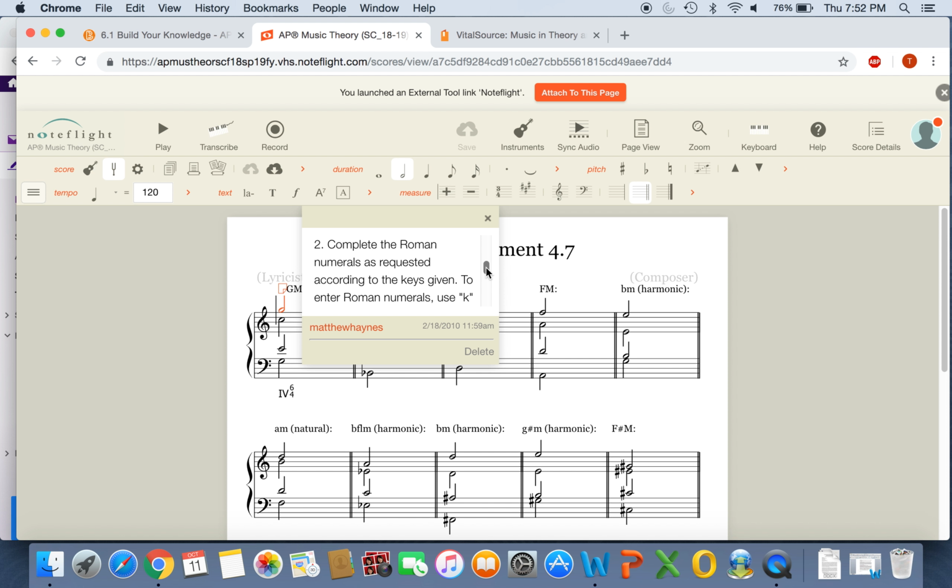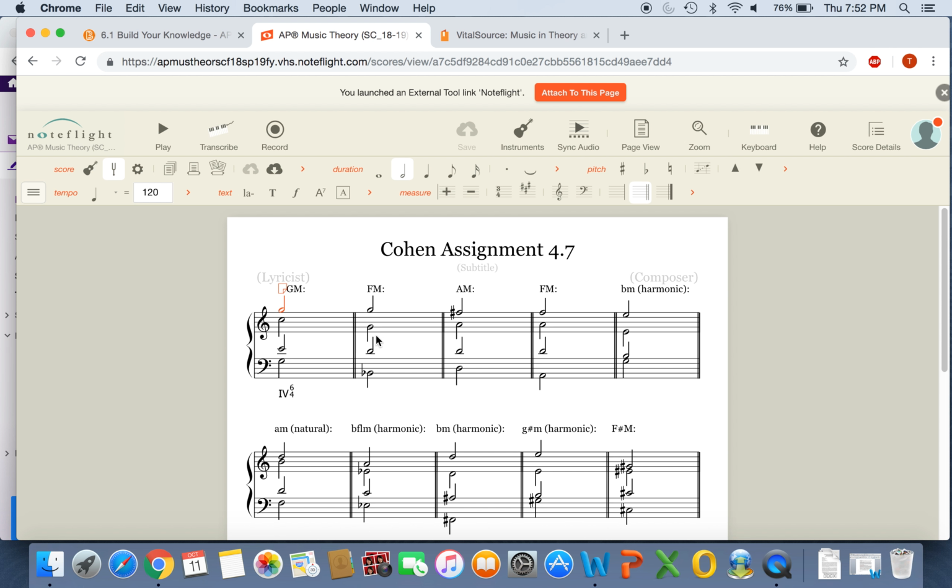To enter Roman numerals, type K while you press the bass note. Well, I'll show you. For inversions, you're just going to put a 6 or a 6/4. It'll automatically show up in Noteflight when you hit enter or spacebar. For diminished chords, write a lowercase o after the numeral. And that's really all it is. The first example is already worked out for you.